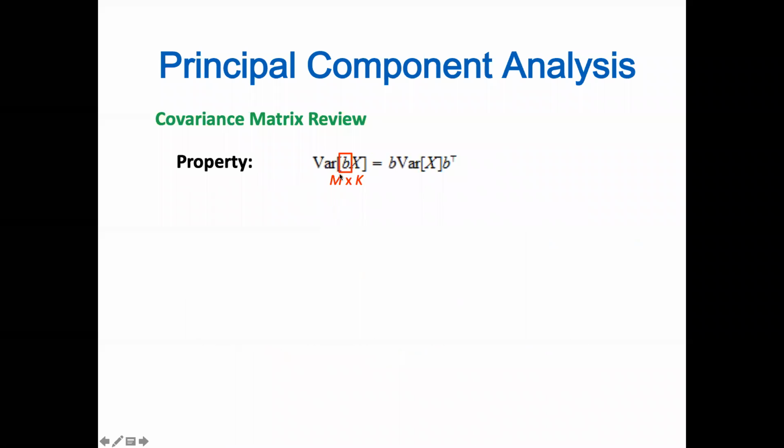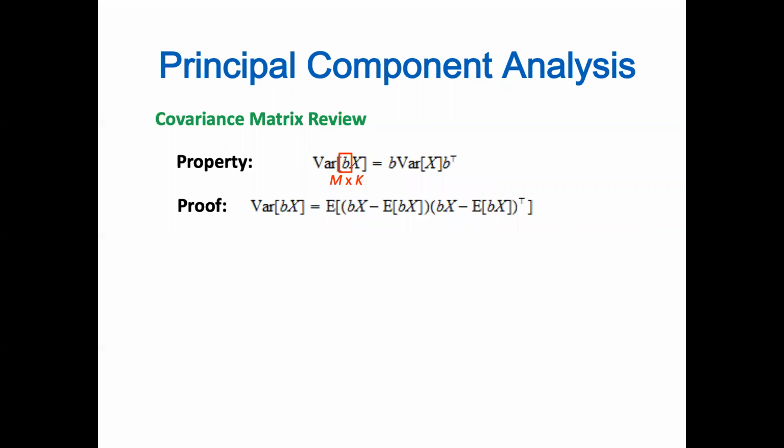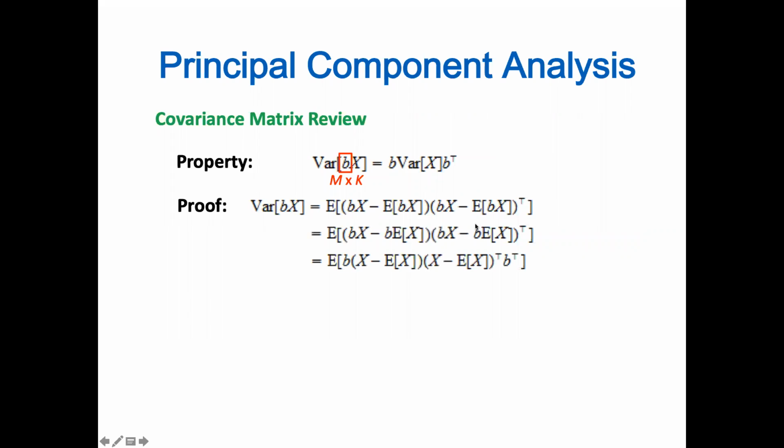What if this is a linear transformation? X is a vector, B is a matrix, and we will get this. Here it's confusing: B looks like a scalar in the notation, but it's really a matrix, and X is a vector. Don't get confused. Following the definition, we just replace X with BX. We have this definition, and since B is a constant matrix, we can take it out. So B is taken out.